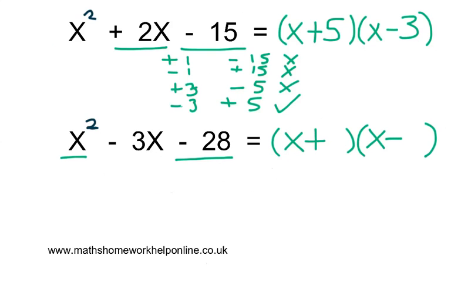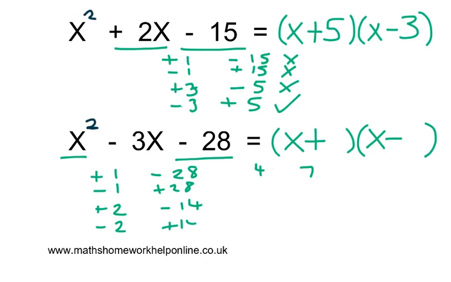So let's think of all numbers that multiply together to make 28. So we can have 1 and 28, we can have 2 and 14, or we can have 4 and 7. And we know one's positive and one's negative, so we can have plus 1 minus 28, minus 1 plus 28, plus 2 minus 14, minus 2 plus 14, minus 4 plus 7, or plus 4 minus 7. So we want to look across and we want the two numbers to add together to make minus 3.